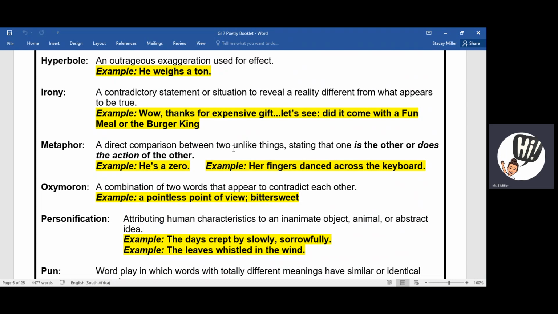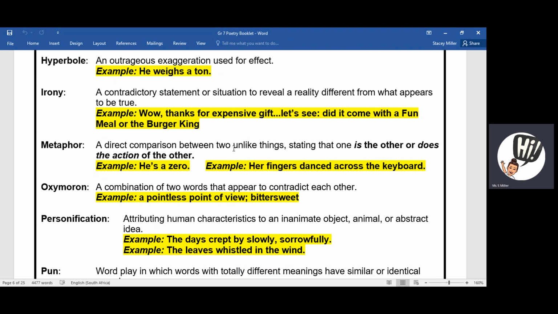It says irony is a contradictory, which means it has the opposite, statement or situation to reveal a reality different from what appears to be true. Now that sounds super cryptic. The best way to remember irony, and we will do it in more detail, is when you take something very serious, and you make a joke of it. Okay, that's the best way to describe irony.